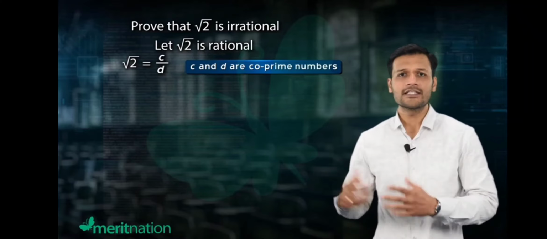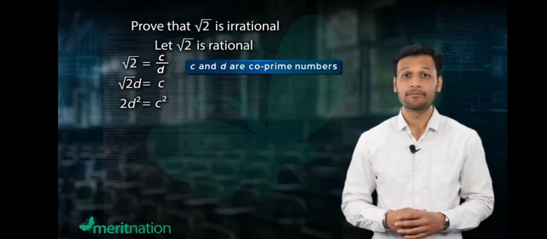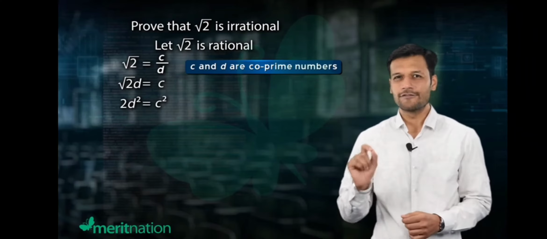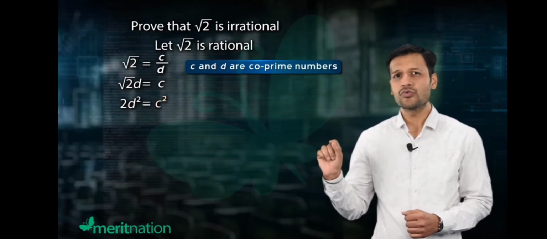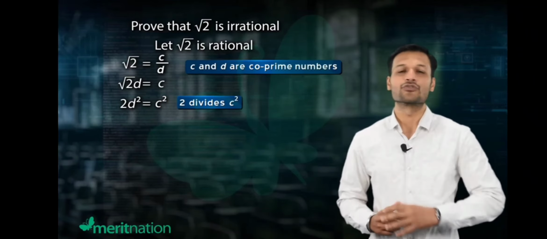Now if I modify this equation, I can write it like this. If I square it, I'll get the equation like this. Here you can very clearly see that c squared is a multiple of 2. That means 2 divides c squared.